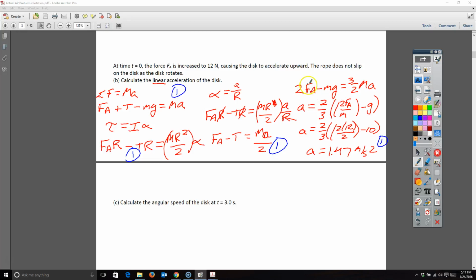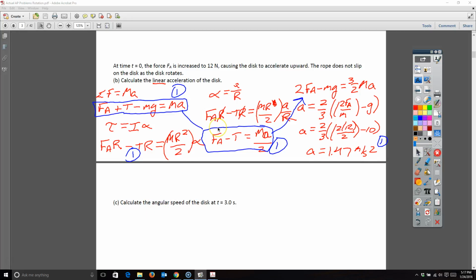So in this one, notice I have 2 times FA, so really I've combined two of the equations here. I've combined this equation and this one. So these two make this equation. And that's what I meant by combining the two equations.